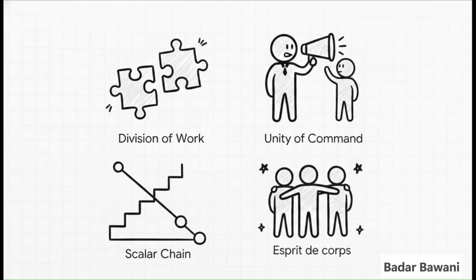Now, we won't cover all 14 today, but we absolutely need to focus on a few critical ones. Division of work is just like giving specific plays to specific athletes in a cricket match based on their unique capabilities. It builds expertise. Then you have unity of command, which means every employee should receive orders from just one superior, to avoid utter confusion. Scalar chain establishes a super clear hierarchy of communication from top to bottom.